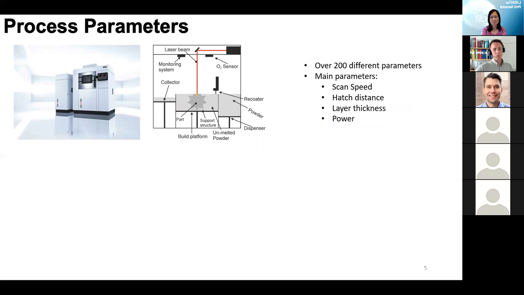So the process that I have used is an EOS M290 machine. It's one of the brands that are most developed and used in industry today, together with the SLM Solutions. Within this machine, we have over 200 different parameters that we can change, which means that we can't address them all. But we have focused on 4 main parameters, and that's scan speed, hatch distance, layer thickness, and power. And those have shown to be the ones that are affecting the quality of the part the most. So that's also why we focus on this.